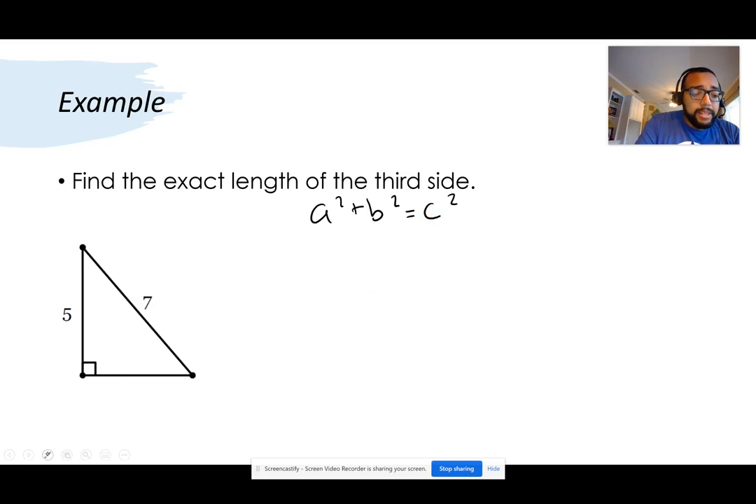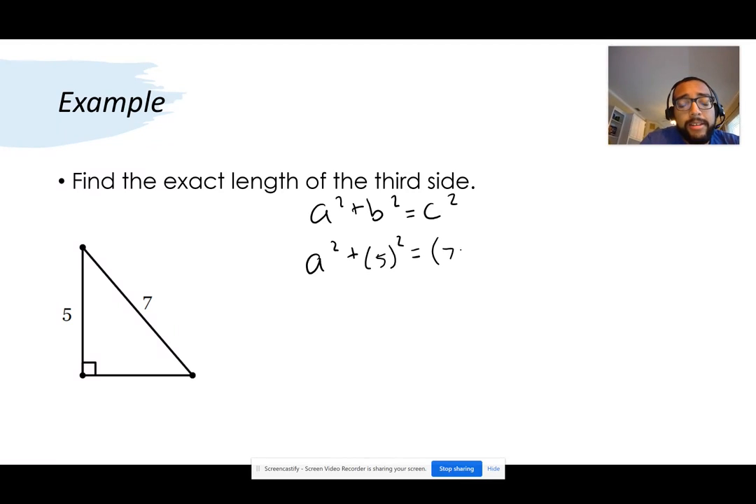So if I was to plug this in, I'll just solve for a in this case. So I'll say a squared. I would end up plugging in 5 for b, and I would need to plug in 7 for c.